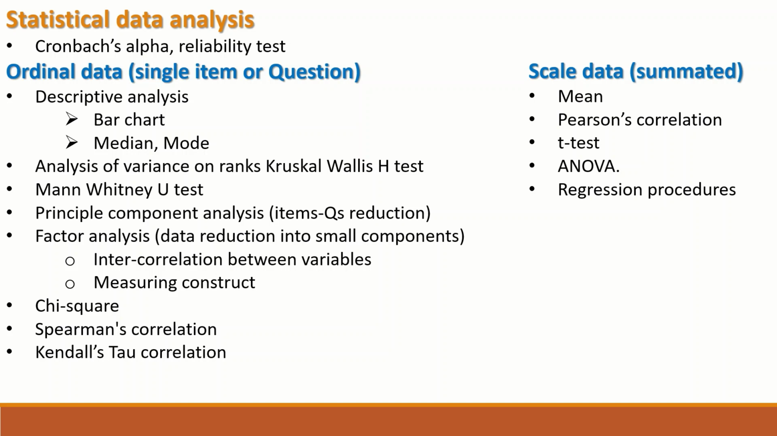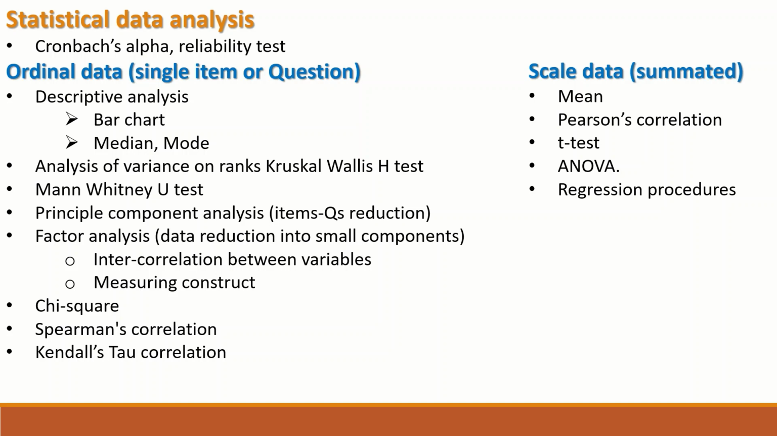The data generated from the survey, whether it's collected on paper and then transferred into Excel and then to software like SPSS for analysis, is ordinal. Most of the data are ordinal data, single items or questions, and they have 2 to 10 choices, on average 5 choices. So it is ordinal, in order from 1 to 5. So this data can be analyzed through descriptive analysis by drawing bar charts and finding the median and the mode.